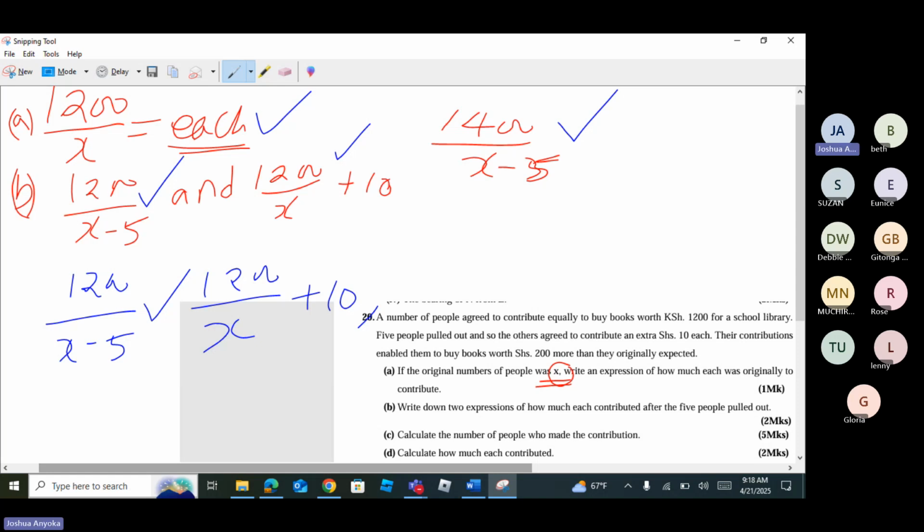I have a question. Why can't we say 1200 over x minus 5 plus 10? Because we are told 5 people pulled out and so the others agreed to contribute an extra 10 shillings. Good. What was the initial contribution?